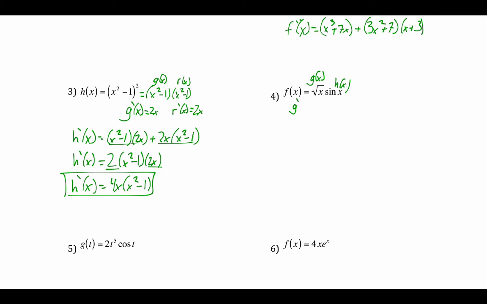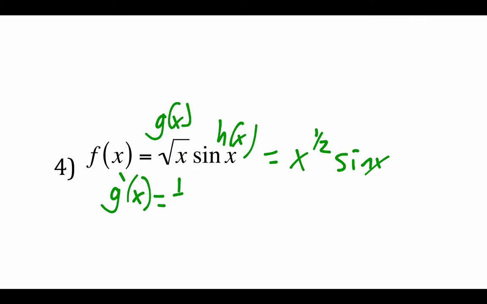So, the derivative of g of x, well, maybe we should rewrite this. I'm going to rewrite the square root of x as x to the 1/2 power times the sine of x. So the derivative of g of x, in other words, the derivative of x to the 1/2 power, would be 1/2 x to the negative 1/2. The derivative of h of x, the derivative of sine of x, is cosine of x. That's what we learned in the previous section.